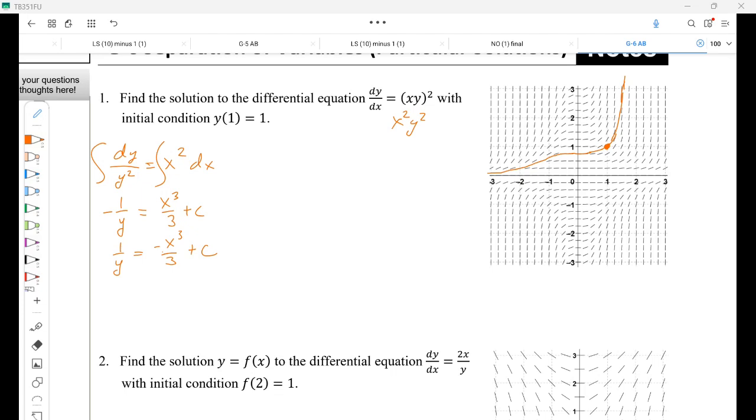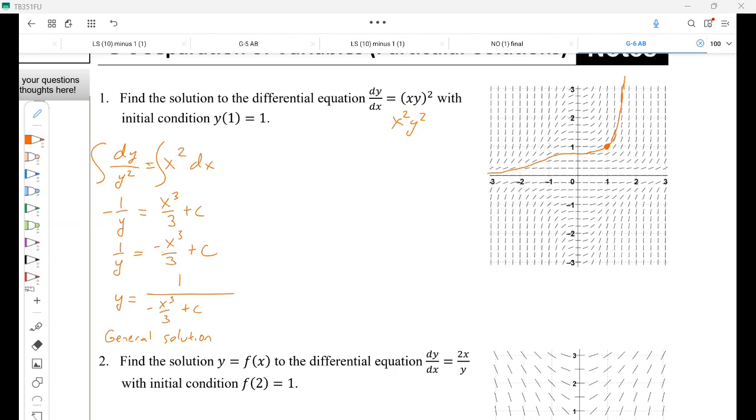So we end up with y equals 1 over negative x cubed over 3 plus c. That is the general solution. Every curve you could possibly draw on that slope field would match that equation, just perhaps with a different c value.